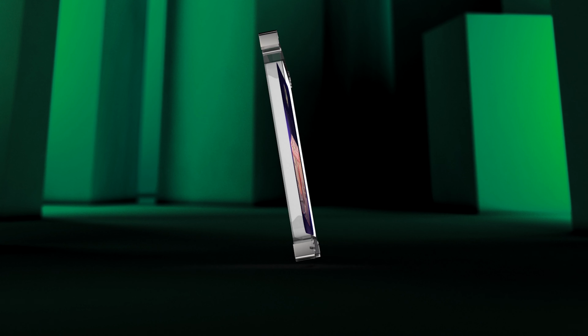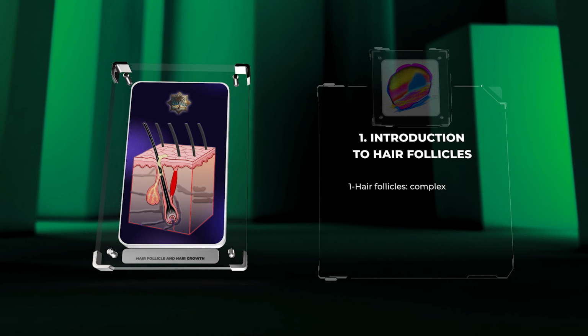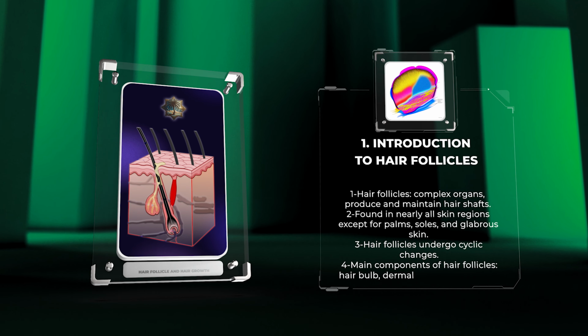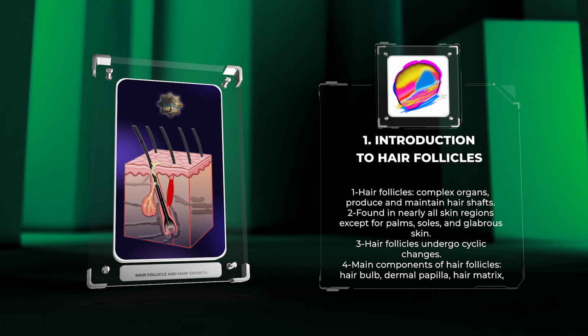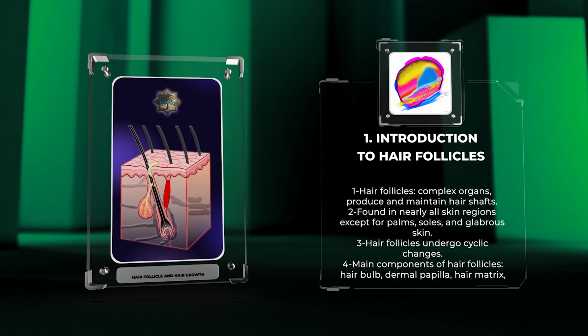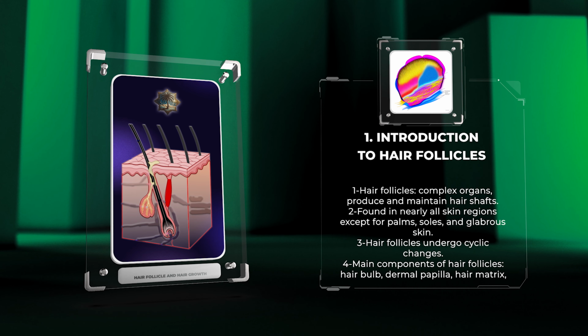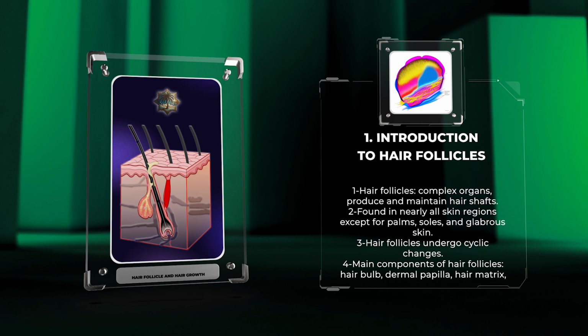Hair follicles are complex organs that produce and maintain hair shafts. They are found in nearly all skin regions except for the palms, soles, and glabrous skin. Hair follicles undergo cyclic changes, which will be discussed in detail later in this script. The main components of hair follicles include the hair bulb, dermal papilla, hair matrix, inner and outer root sheaths, and associated sebaceous and sweat glands.